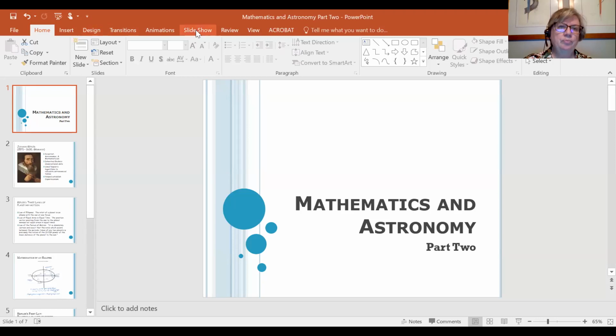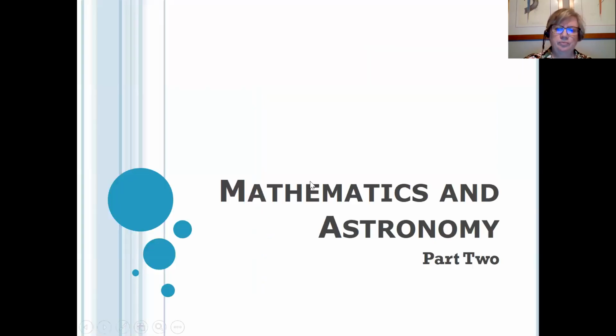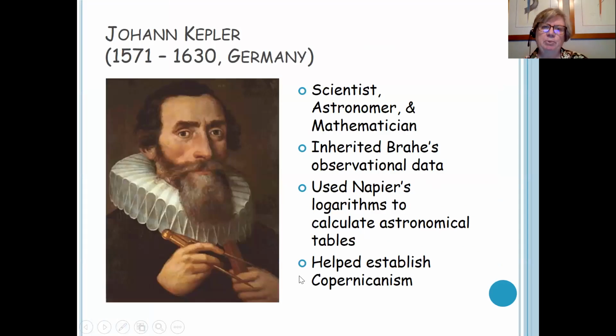But let's move to the PowerPoint for this one and talk about the work of Kepler. So here's Johann Kepler. Kepler was a German mathematician and scientist living a little bit after Copernicus and Brahe. And notice we're still in the northern part of Europe. So a lot of this work that's being done with this heliocentric model of the universe is in northern Europe, farther away from Rome and the fingers of the Roman Catholic Church.